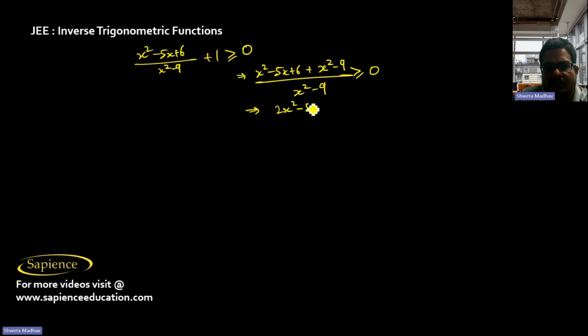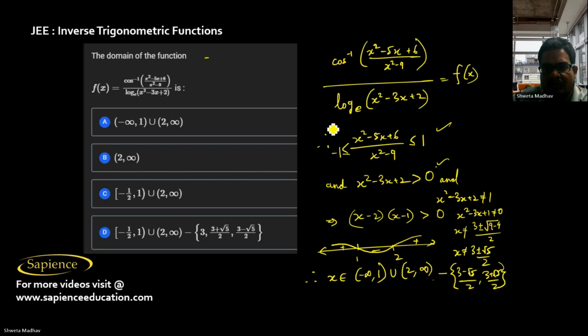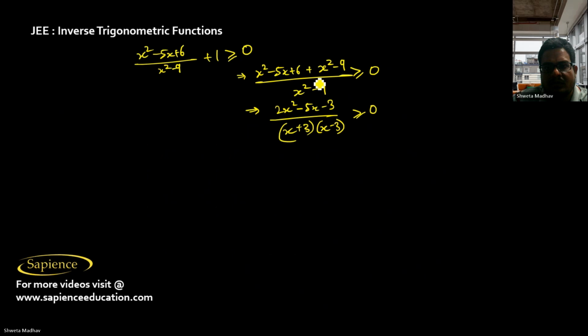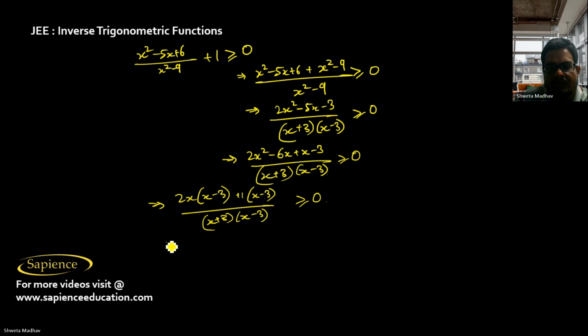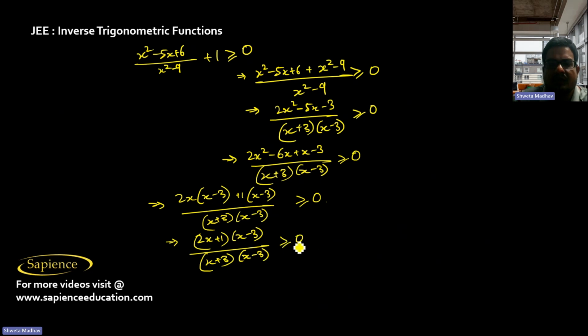So then 2x square minus 5x minus 3 by x plus 3 into x minus 3, that is greater than or equal to 0. So this is 2, 3 is 6. So this is 2x square minus 6x plus x minus 3 by x plus 3 into x minus 3, that is greater than or equal to 0. Then we can say 2x into x minus 3 plus 1 into x minus 3 by x plus 3 into x minus 3, it is greater than or equal to 0. So this will be 2x plus 1 into x minus 3 by x plus 3 into x minus 3, that is greater than or equal to 0. So from here we can say that x should not be equal to minus 3 or plus 3.